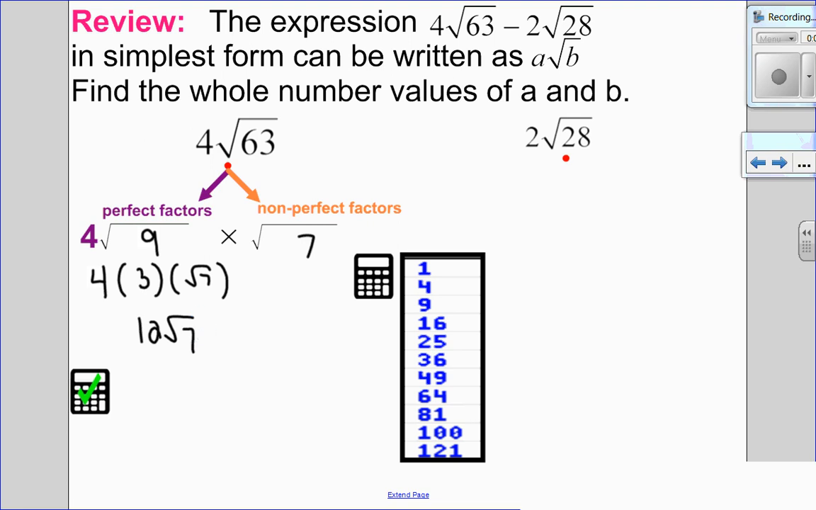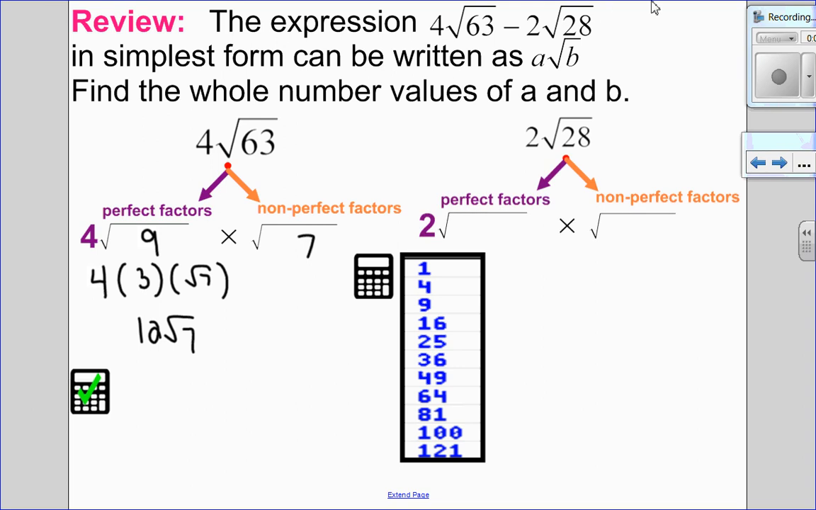Now I want to do the same thing over here. For 2 root 28, to simplify that, again, notice that the 2 is on the outside. I look for the highest perfect square factor. It's going to be 4 and 7 left over. So 2 times the square root of 4, which is 2, times root 7. So this will be 4 root 7.